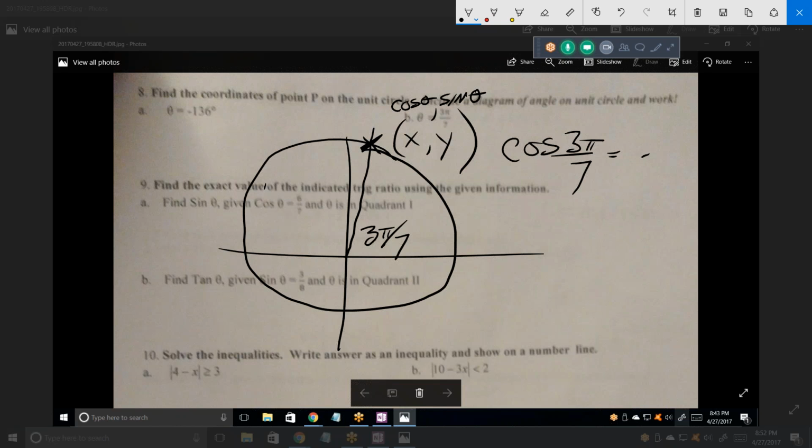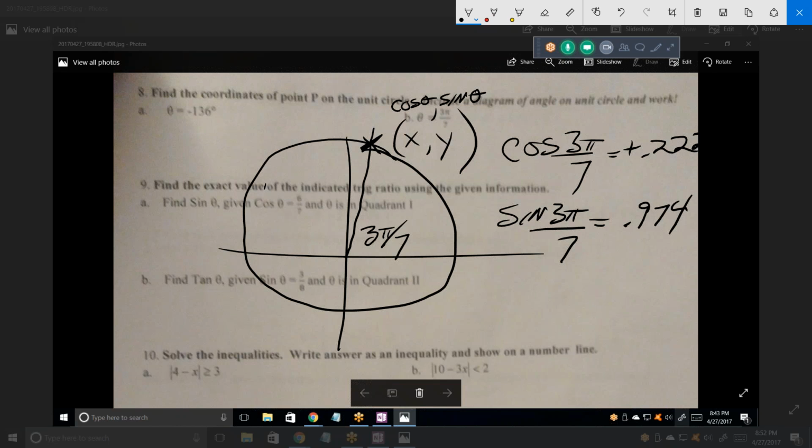0.222. Is that going to be positive or negative? Positive. What's the y-coordinate? Sine of 3 pi over 7. What number is that? First of all, would you expect it to be closer to 0 or closer to 1? Look at the picture. Closer to 1. Okay, what is it? 0.974.